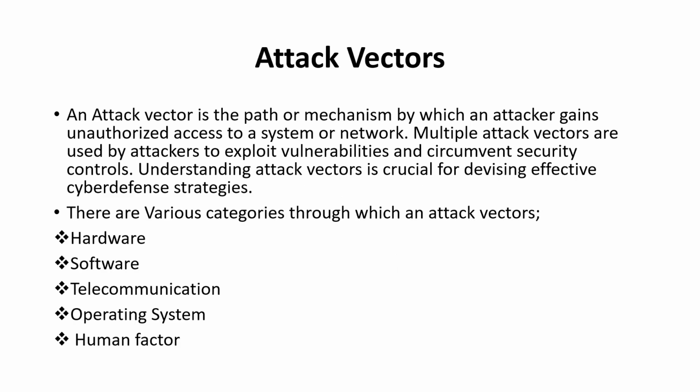Part of the method used by attackers to access or exploit vulnerabilities in a system or network is known as an attack vector. There are various categories through which an attack vector can occur. It can occur through hardware, software, telecommunication, operating system, or even the human factor.